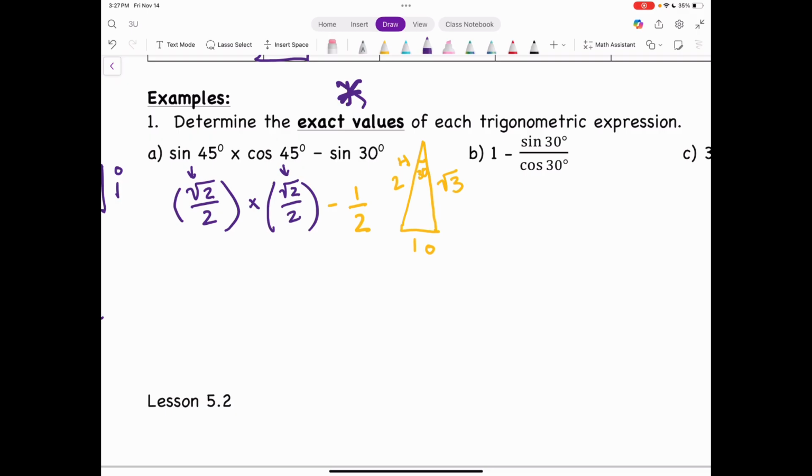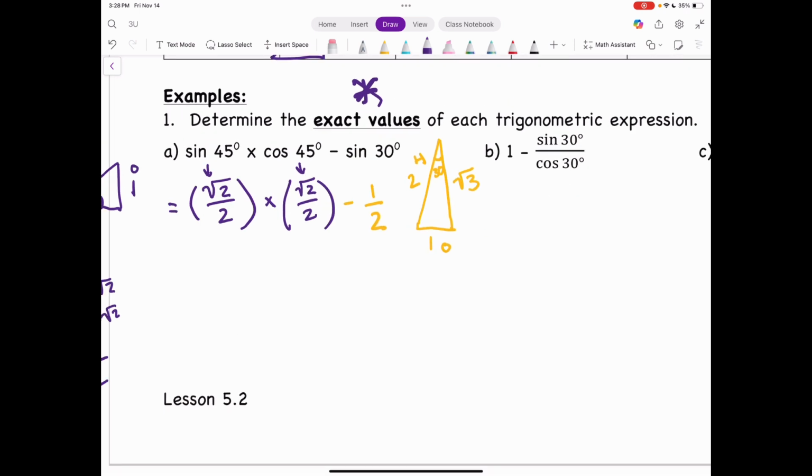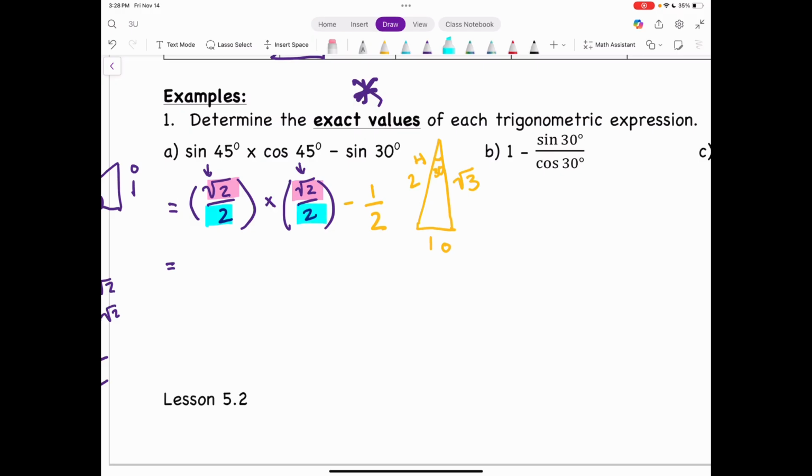So what we just did is we rewrote our sine, cosine at 45 degrees and our sine at 30 degrees as exact values. So they're no longer just decimals, they're exact values. Okay, and from here it's pretty easy, you just evaluate. According to BEDMAS, we have to multiply before we subtract, so we're going to multiply the numerator times the numerator and the denominator times the denominator.